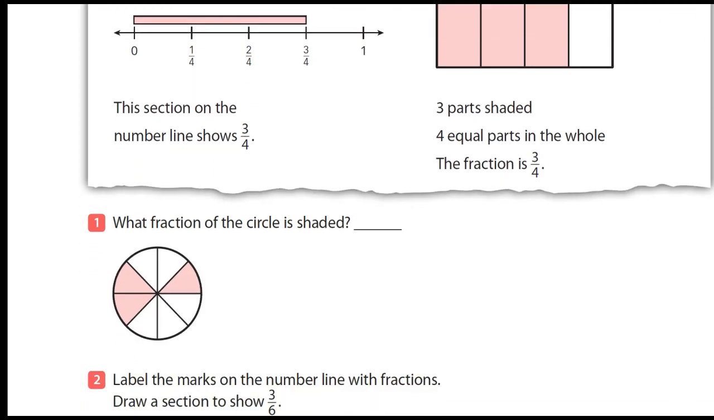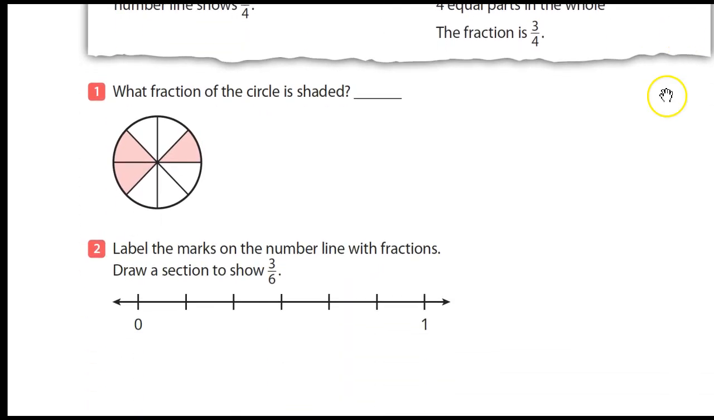And answer some of the questions here at the bottom. Okay. Says what fraction is the circle shaded in? Okay. Well, how many pieces are there altogether though? 8. And what is that going to go? Is that going to go top or bottom? Bottom. And what's the number on the bottom called? Denominator. Okay. And how many were shaded in? 3. And that's the number at the top. And what's that one called? Numerator.